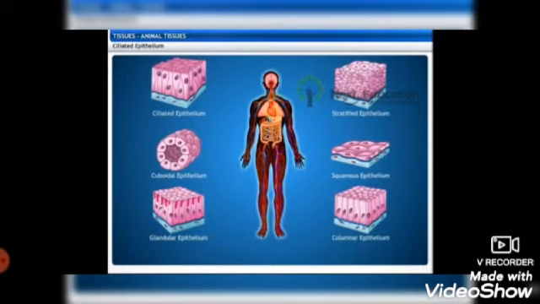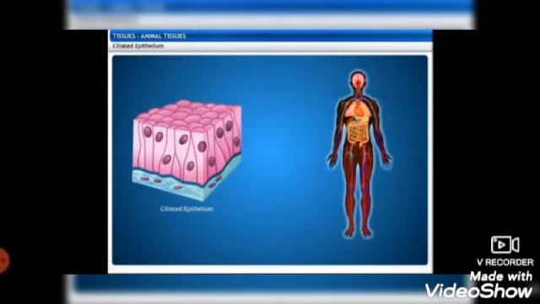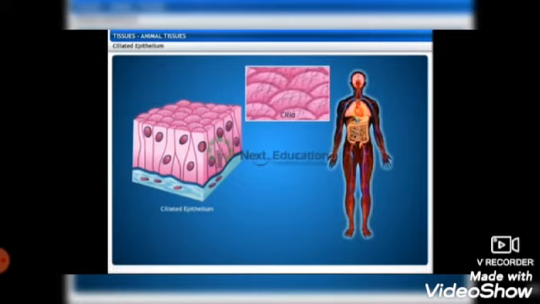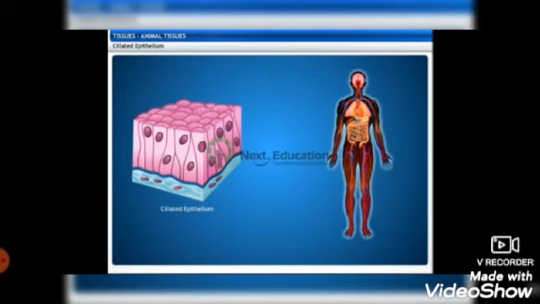This is the lining of the respiratory tract where ciliated epithelium tissue is found. These tissues are actually columnar tissues with hair-like projections called cilia. Cilia are motile, and this movement pushes the mucus forward into the nasal tract to clear it.